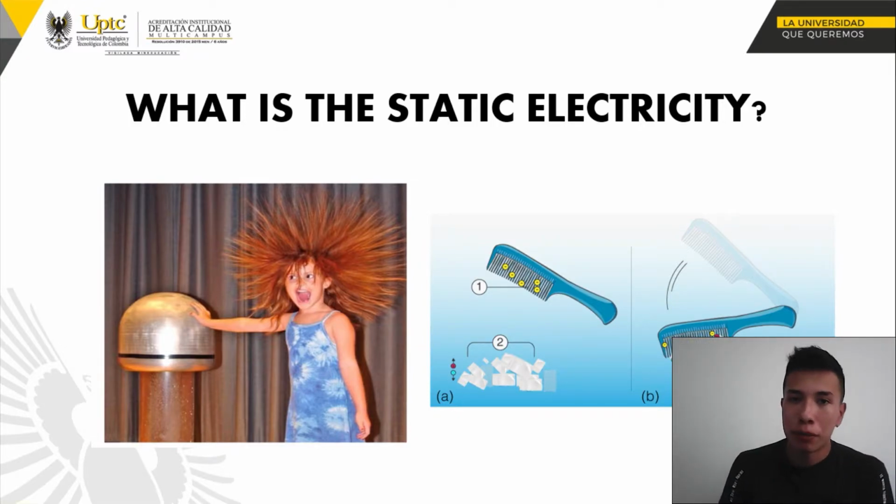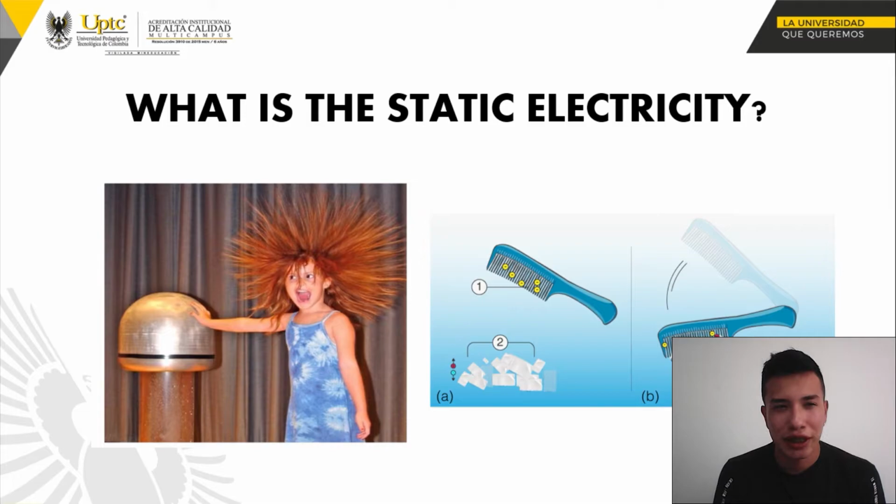As you can see in the pictures, these are two examples of static electricity. On the left is a Van de Graaff generator that transmits its charges to the girl who touched it. And now, having the same charges, they repel each other. On the right is a friction charged can that attracts bits of paper because they have opposite charges.